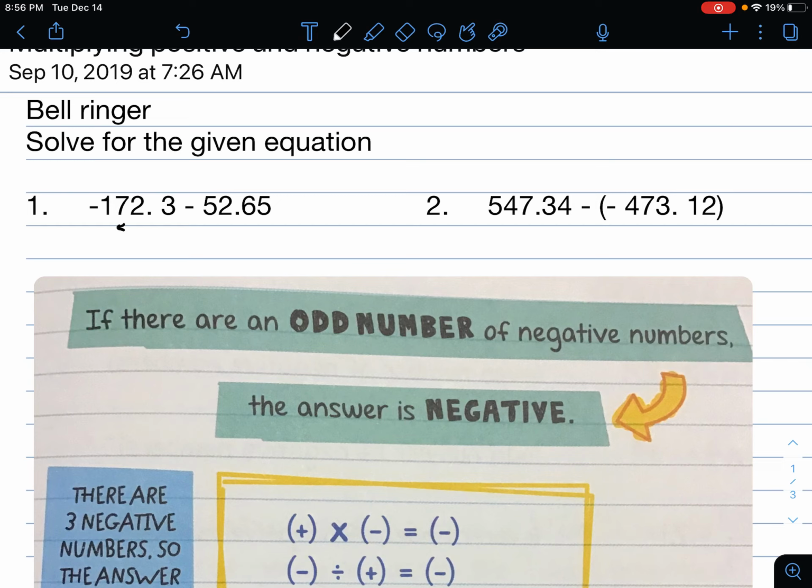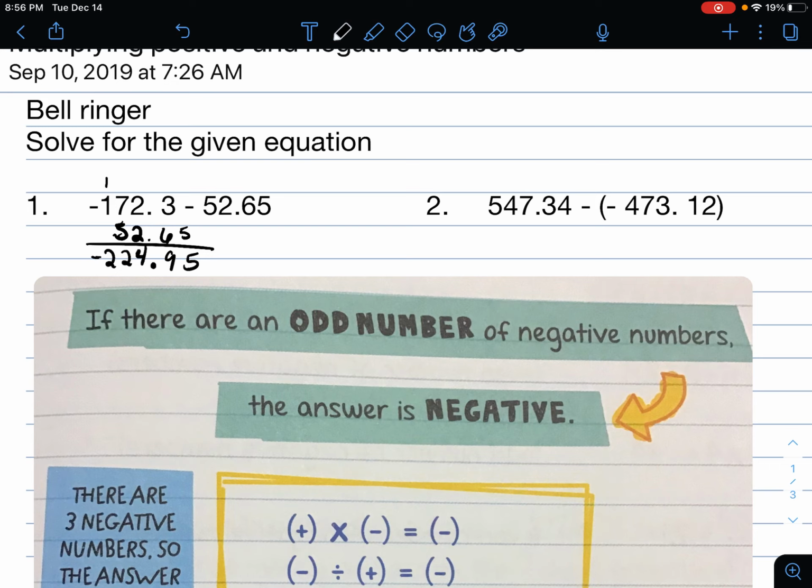So if I just add 52.65, so once again, because they are both negative, same sign, because you can change this to a plus a negative. So now 5 plus 0 is 5, 6 plus 3 is 9. Bring down my decimal, 2 plus 2 is 4, 5 plus 7 is going to be 12. And then carry the 1, so that would be negative. So your total outcome would be negative 224.95.